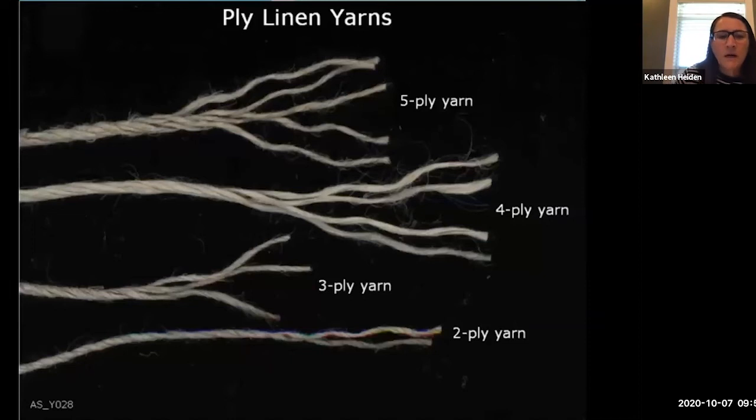Here's an example of different plies. So this is a linen yarn, and this is 4 different linen yarns depending on how many single yarns were put together to make that yarn. So this has 2 singles, 3 singles, 4 singles, 5 singles that were twisted together to make the yarn. Okay, and you can see that the twist is going in this direction here, so it's going in the opposite direction when you're making the plies.